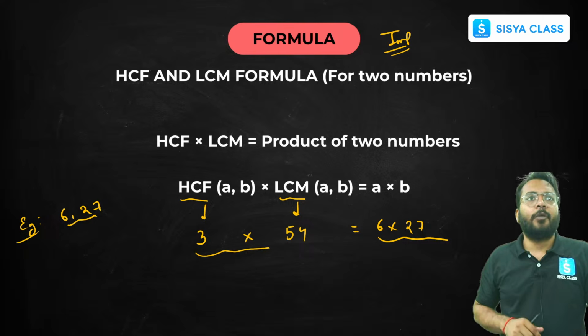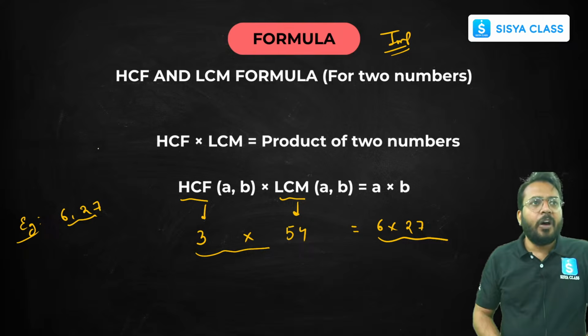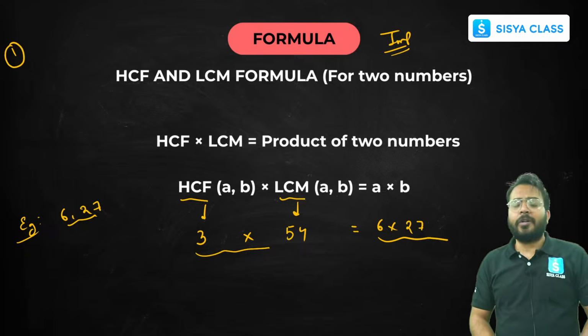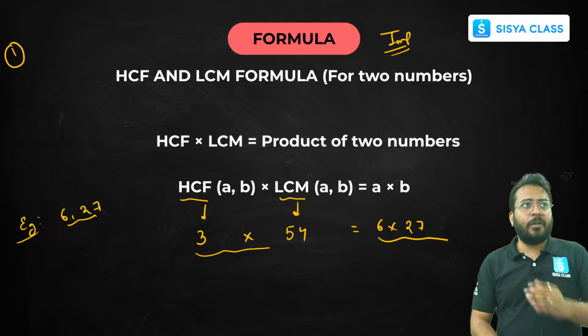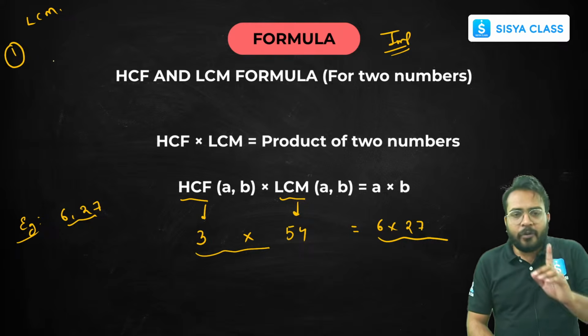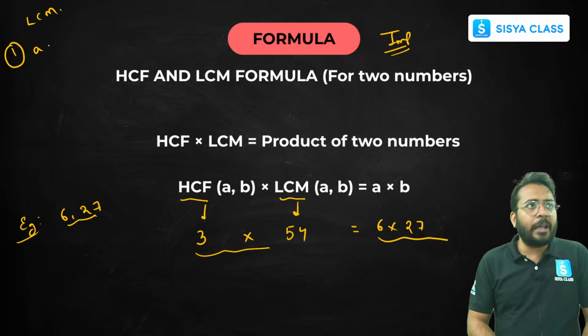And there is one more property of LCM and HCF here. For LCM, there is one more property. LCM properties: if you are having any two co-prime numbers, suppose A and B are there.